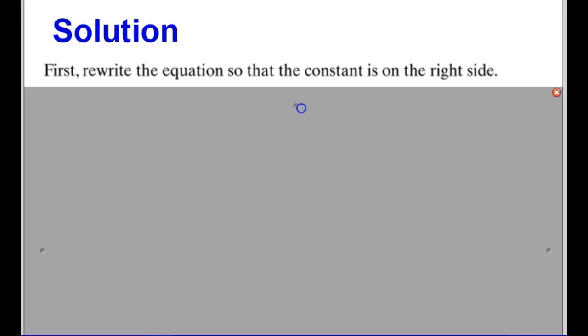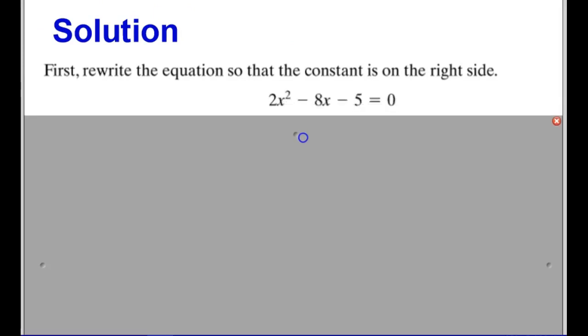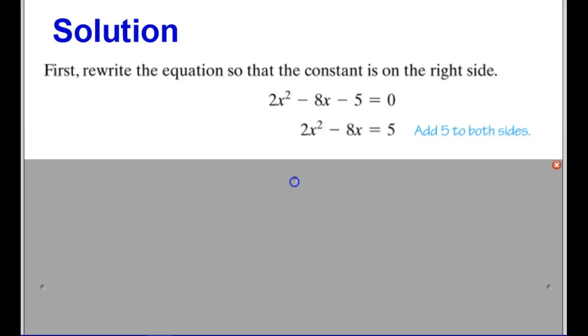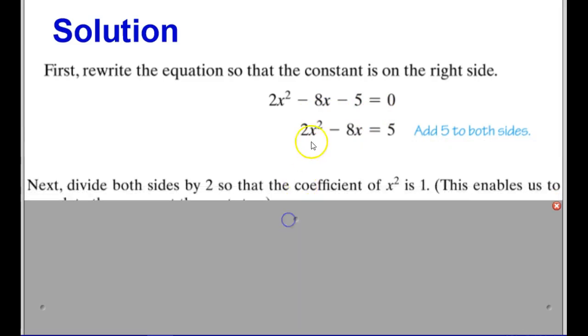The first thing I always want to do in completing the square is write my constant, the thing without the variable, on the right side by itself. Okay, so I went ahead and added 5 to both sides. So now I can get rid of this 2, because the coefficient in front of my x squared needs to always be 1. So this can be one of those hints on whether I should use completing the square.